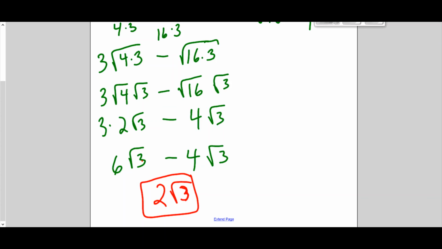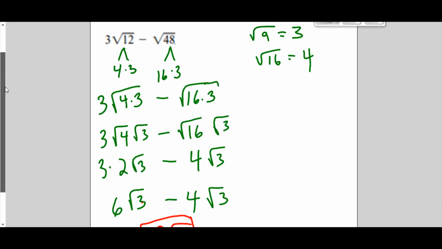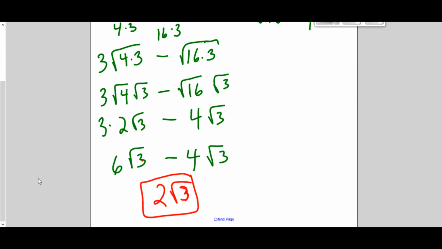So just keep in mind, you always want to make sure that you reduce the radical. When you reduce the radical, you may be able to combine at the end. Sometimes you won't, and that's fine. But you want to make sure that you're reducing the radical as far as you can.